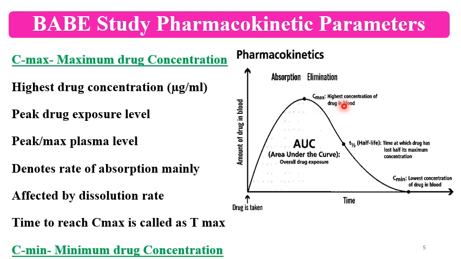It is called peak drug exposure level, peak plasma level or maximum plasma level. It denotes the rate of absorption and it is mainly affected by the dissolution rate. Time to reach the Cmax is called Tmax. So Cmax means the concentration max and Tmax means the time to reach the Cmax. And one more terminology is Cmin, that is minimum drug concentration. So after completion of the elimination, the minimum or lowest drug concentration in the blood will be called Cmin.